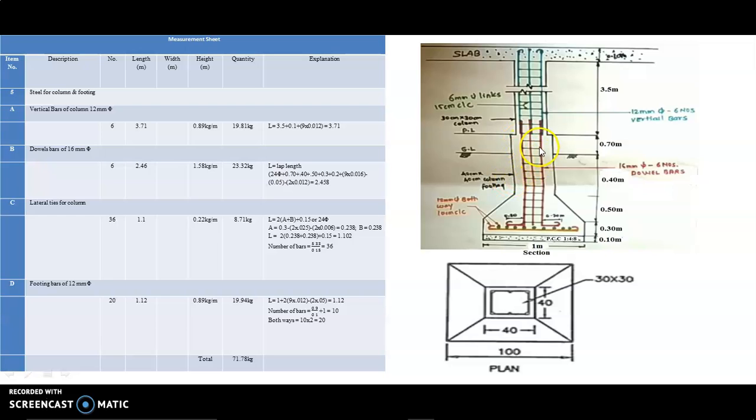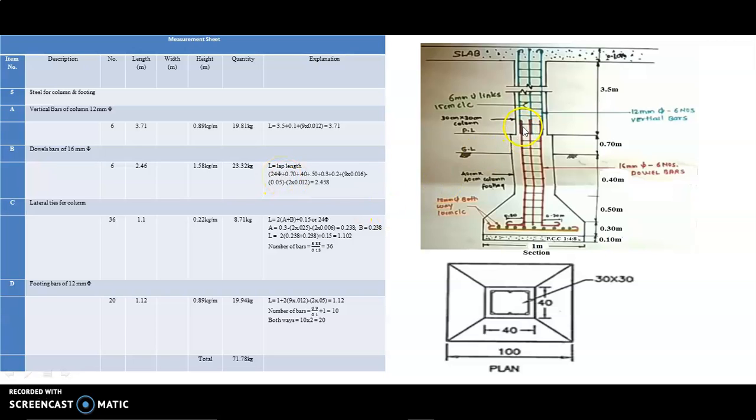Now we have to calculate the weight of the dowel bar. What do we mean by dowel bar? A dowel bar is provided for transfer of the column load to the footing. Here we provide a lap length for joining the dowel bar and the vertical bar. So for calculating the total length, we consider the lap length also. In IS code 456, there is one formula given for finding the lap length: 24 phi, where phi is the diameter of the bar.